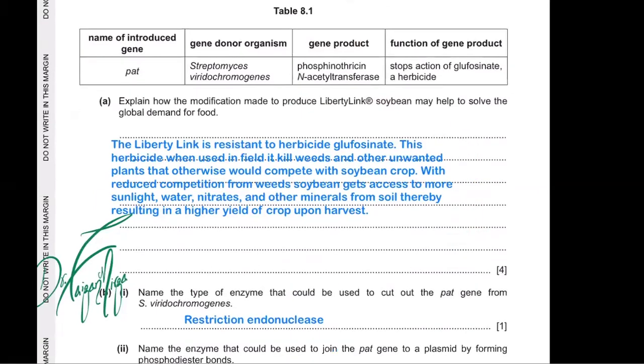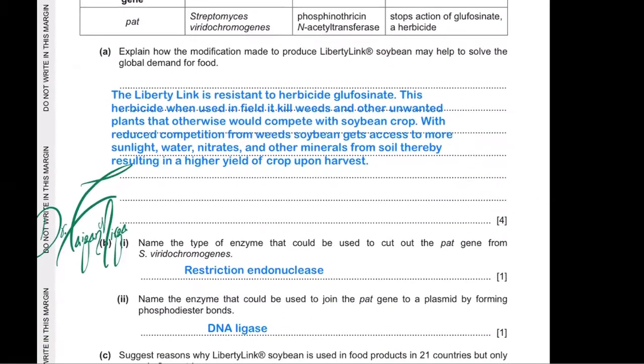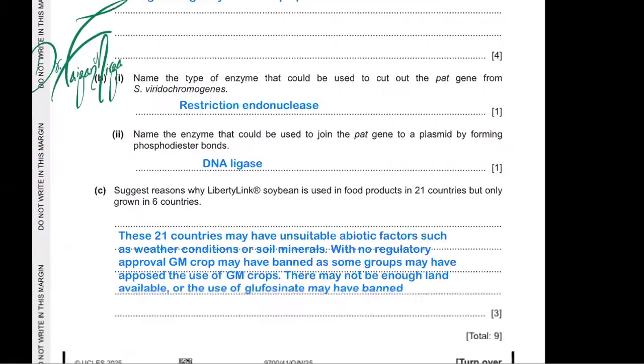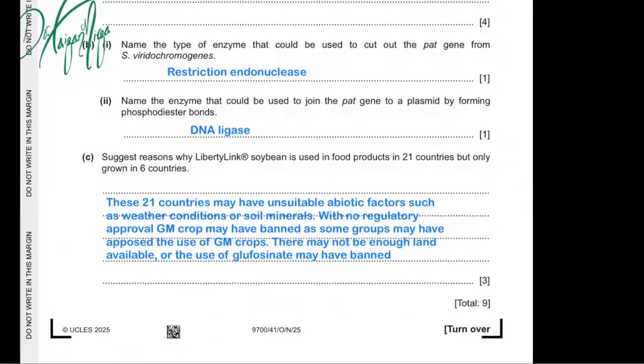So this is what they are saying. Herbicide can still be used to kill weeds. Unwanted plants otherwise would compete with soybean, because you have to remove the weeds from there. If you do not remove them, they will eventually use up the nutrition from the soil and provide competition to the crop, reducing its yield.